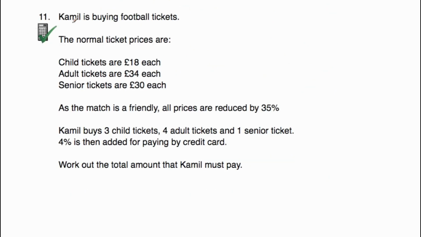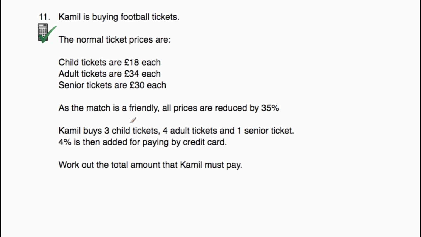Okay, question number 11. Question number 11 says, Camilla's buying football tickets and the normal prices of the tickets are: child tickets are £18 each, adult tickets are £34 each, senior tickets are £30 each, and it's a friendly match, so all the prices are reduced by 35%. So these are the normal prices of tickets, maybe for the league or cup matches perhaps, I don't know, but for friendly matches they pay 35% less.